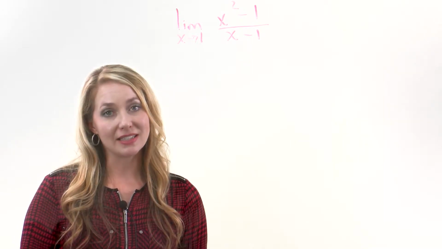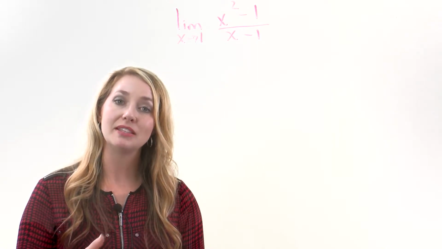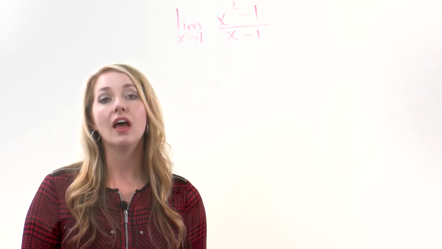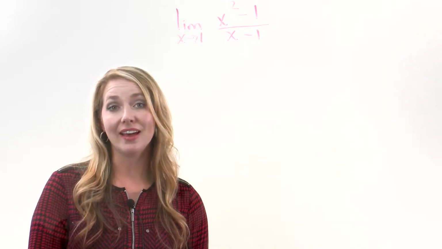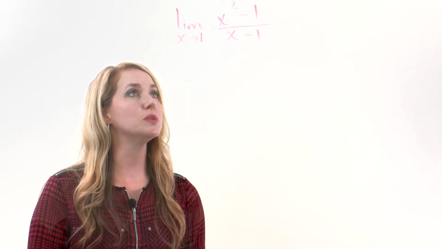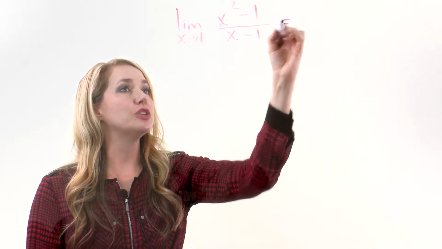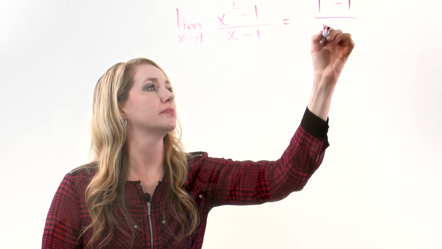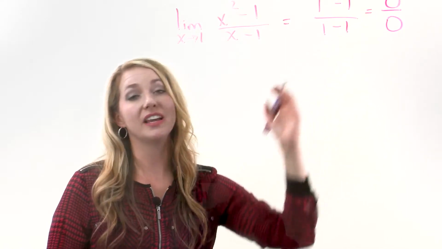We began doing this a little bit already when we looked at the rules and properties that limits can have when applied to different types of functions. And we came up with a phrase: if you can plug it in, just plug it in. So let's try to apply that to the limit that we have written on the board today. This is the limit as x approaches 1 of x squared minus 1 divided by x minus 1. If I try to plug in an x value of 1, I get 0 divided by 0.